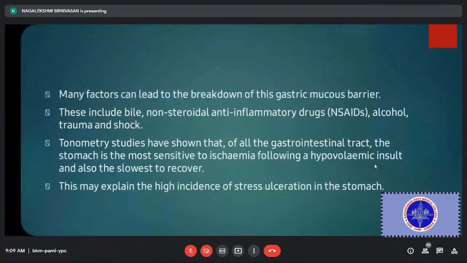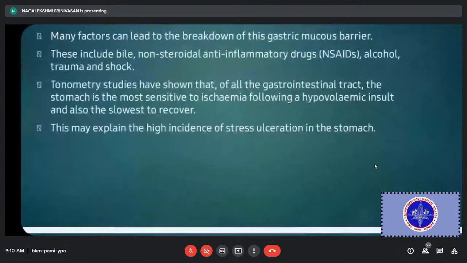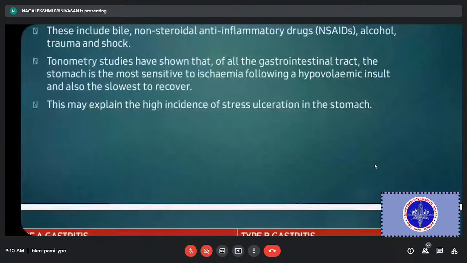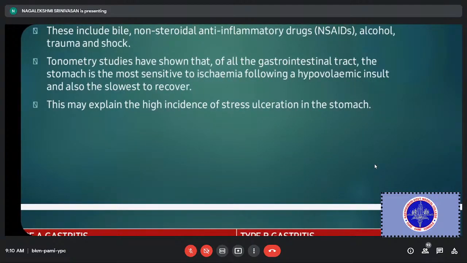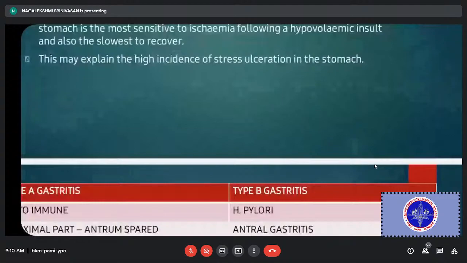So whenever you are having any stress, even a surgical procedure or mental stress, that can produce changes in this mucosal barrier, and that will produce an ulcer. The stomach is also the organ that is slowest to recover. This may explain the high incidence of stress ulceration in the stomach. So most of the time, whenever there is an ulcer due to stress, most of the patients will be taking PPIs, and they will be on treatment for ulcer.